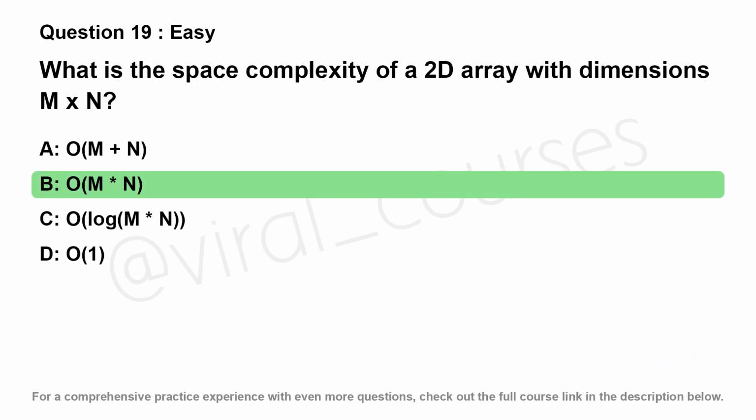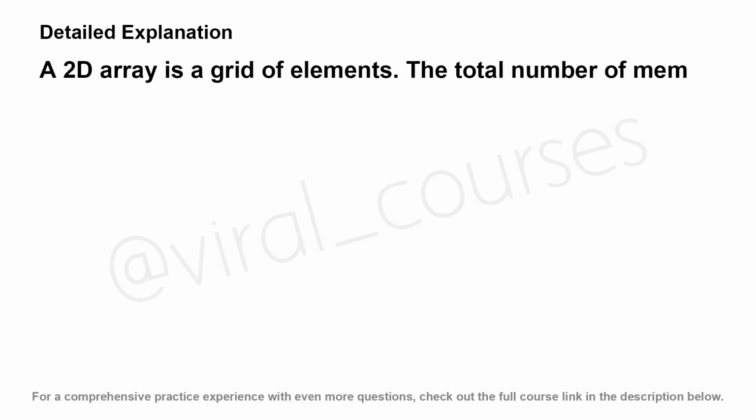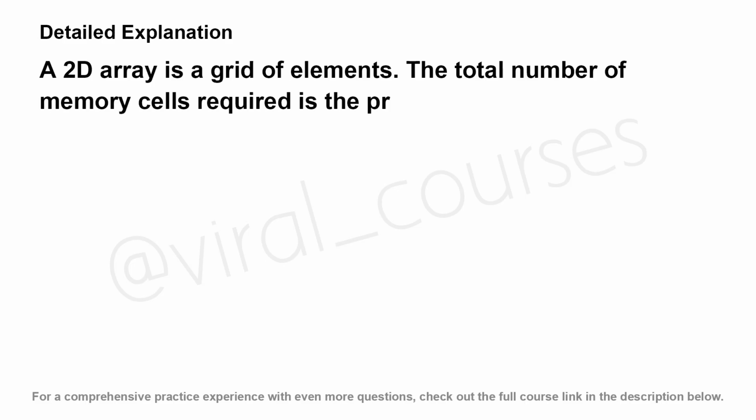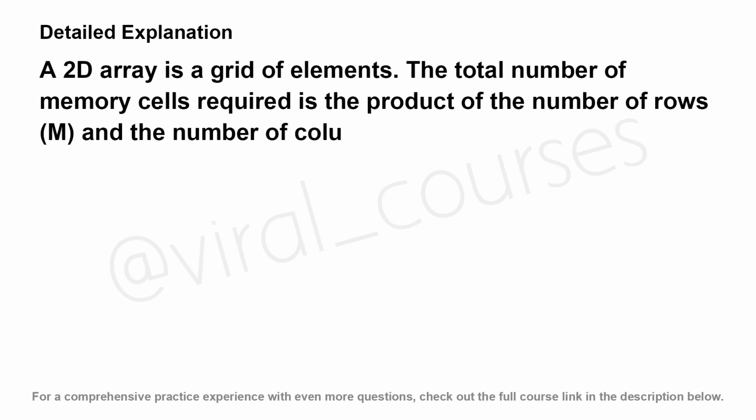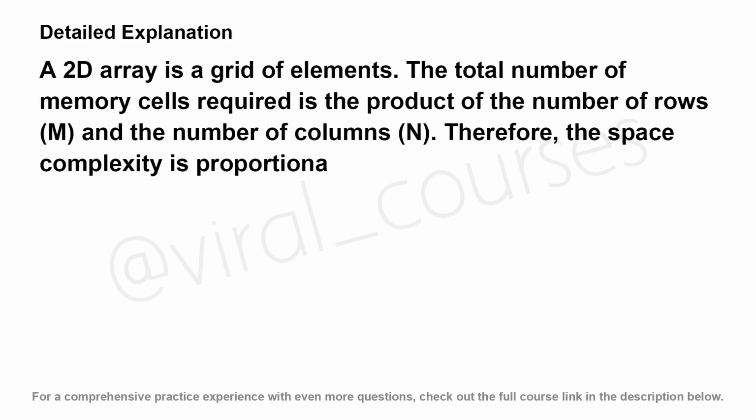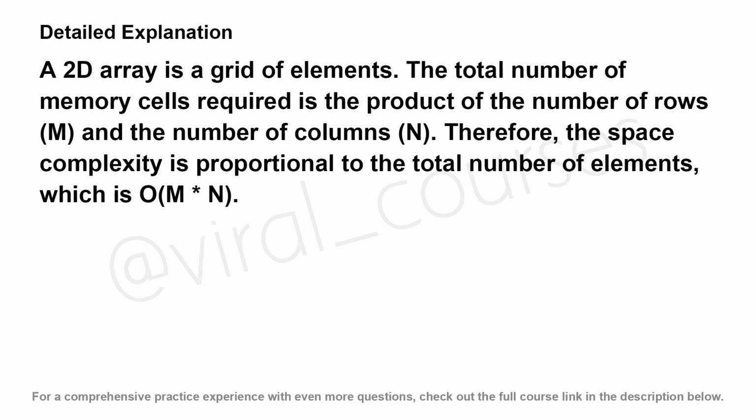The correct answer is B. A 2D array is a grid of elements. The total number of memory cells required is the product of the number of rows, m, and the number of columns, n. Therefore, the space complexity is proportional to the total number of elements, which is O(m times n).